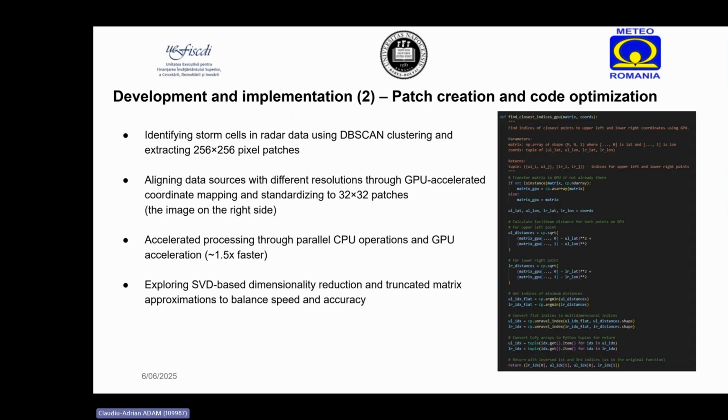For the next part, the patch creation and code optimization, we did that as well. We optimized some parts of the code. We identified the storm cells in the radar data using the DBSCAN clustering algorithm, and we extracted the 256 by 256 pixel patches. This was the first.